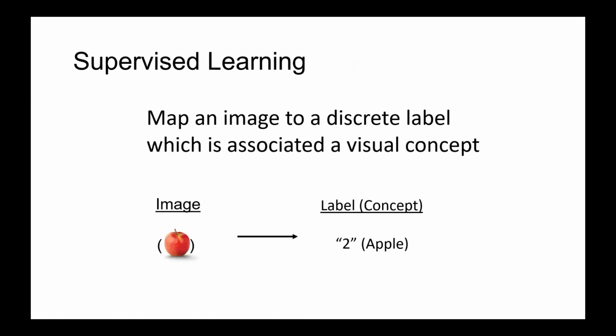The most commonly used way is supervised learning. The goal of supervised learning is to map an image to a discrete label. Of course, this discrete label is also associated with some visual concept. For example, given an image of an apple, we want to map it to, say, label 2, and this label 2 is associated with an apple concept, which is a semantic.